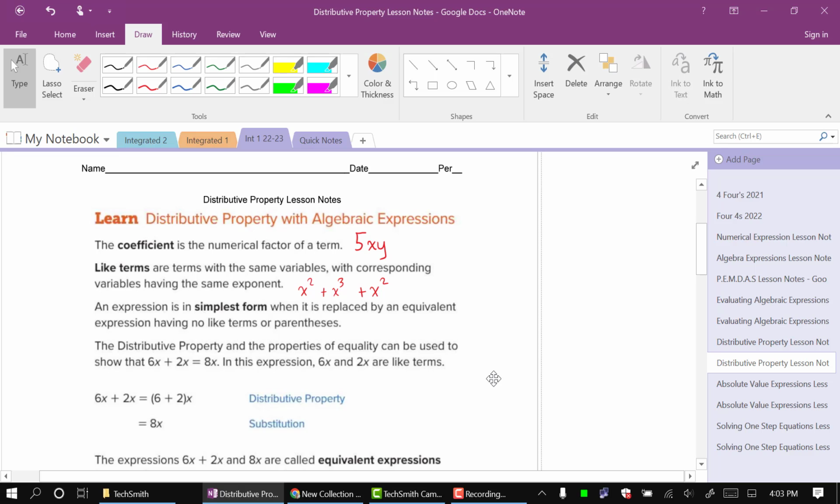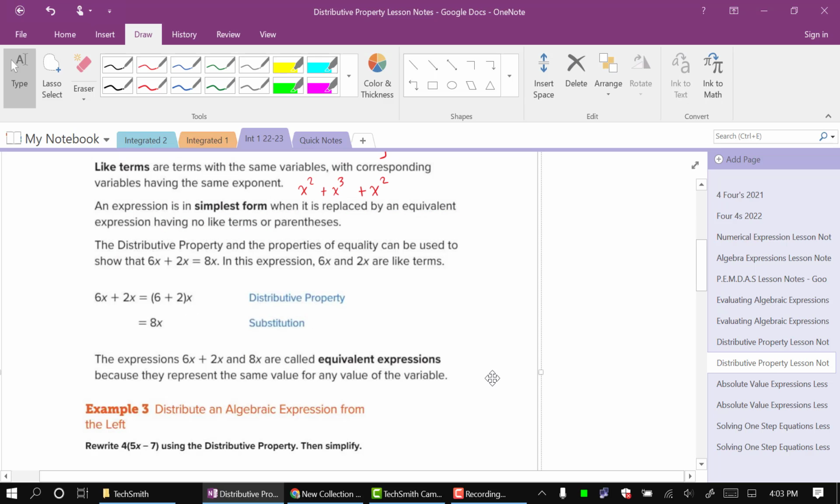An expression is in simplest form when it is replaced by an equivalent expression having no like terms or parentheses. So equivalent means the same. Nothing's changing on it. It just has a different look, but the output of it is going to be the same. So let's go ahead and try a problem.